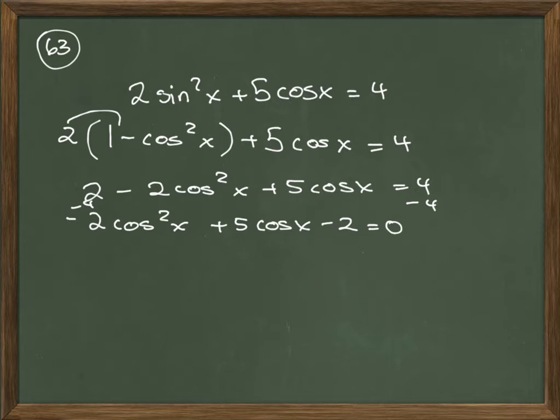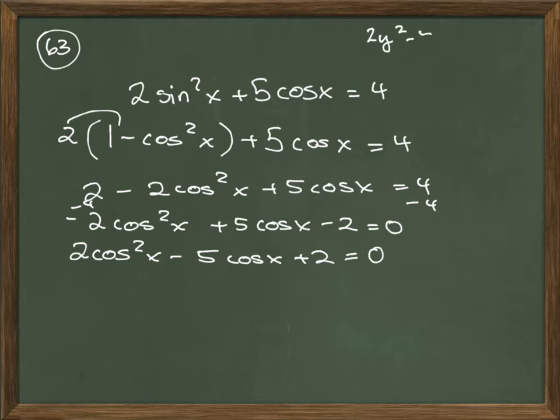What mathematicians absolutely don't like is when it starts off with a negative. So let's change the signs here and multiply by negative 1. So this becomes 2 cosine squared x minus 5 cosine x plus 2 equals 0. It's a quadratic equation. If I put in y as the equivalent, it would be 2y squared minus 5y plus 2. Can I factor that?